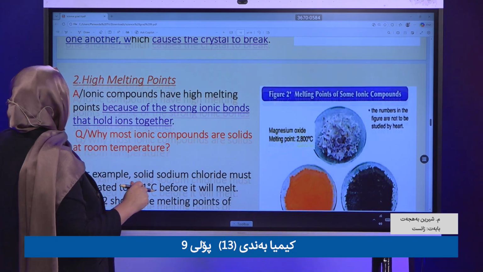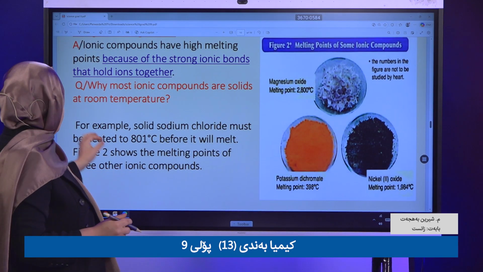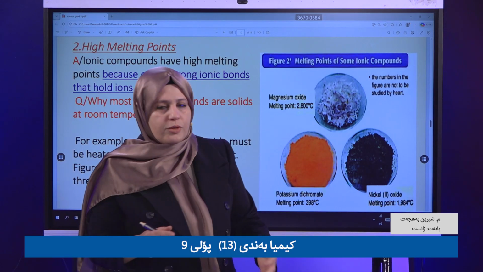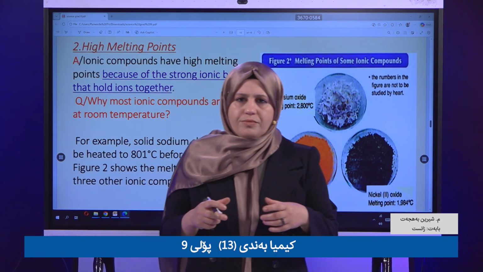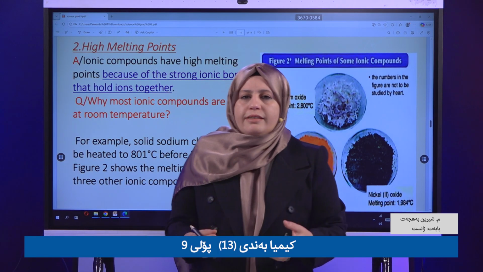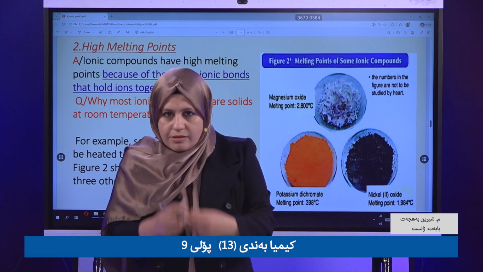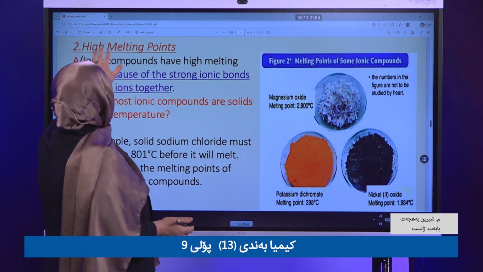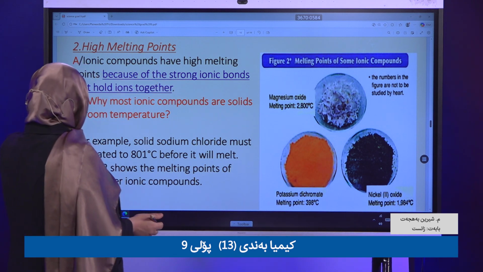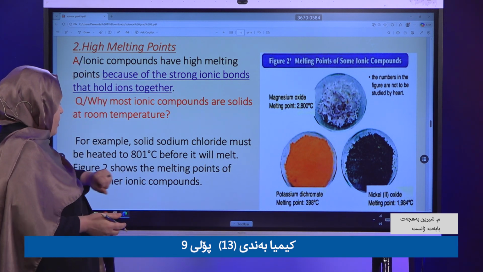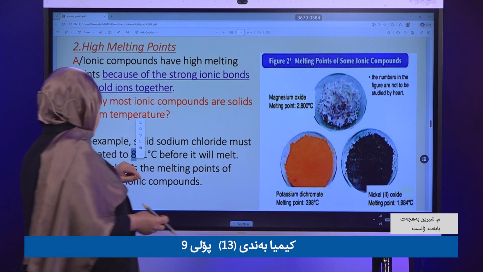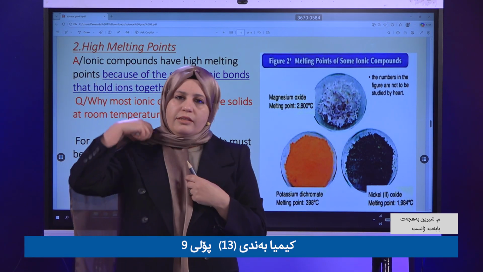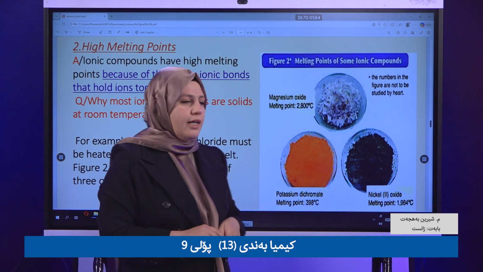Let us go to another property, which is a high melting point. They have a high melting point. For example, if you put some salt into a pan and heat it, what happens? Does it melt? Of course not. Why? Because it has a high melting point. It needs 801 Celsius, and this type of temperature is not present in our kitchen, only in the lab.